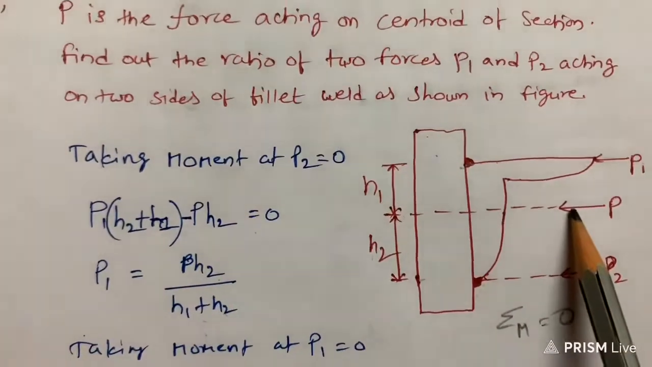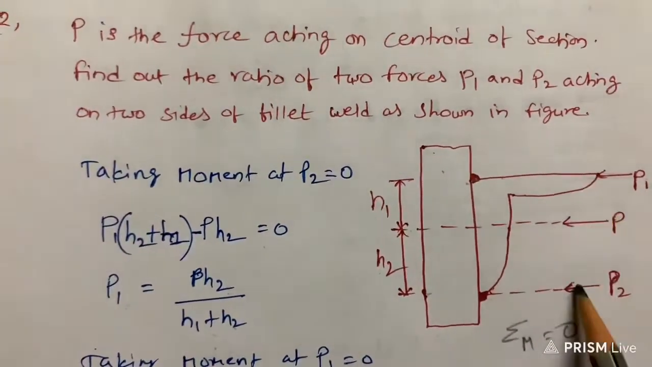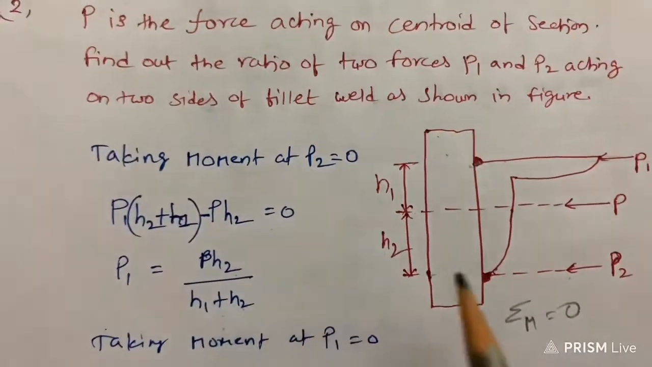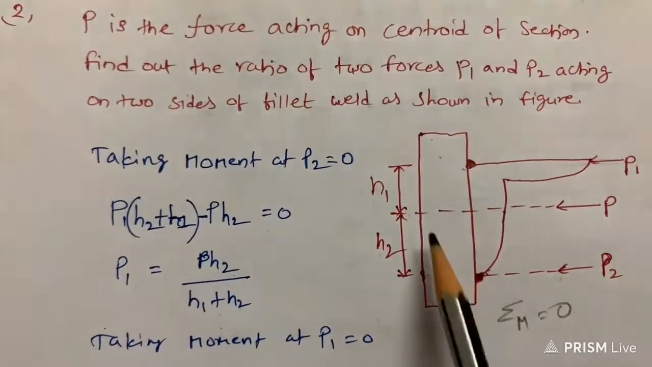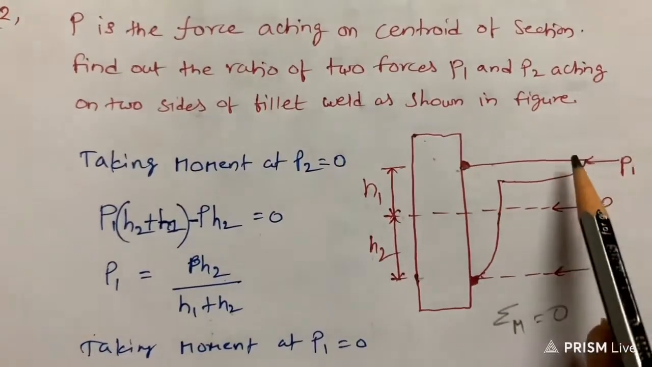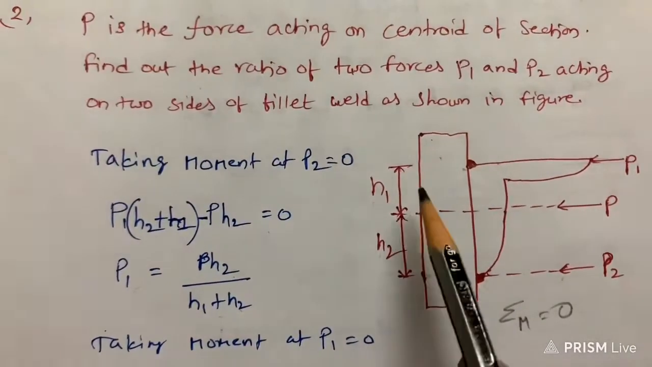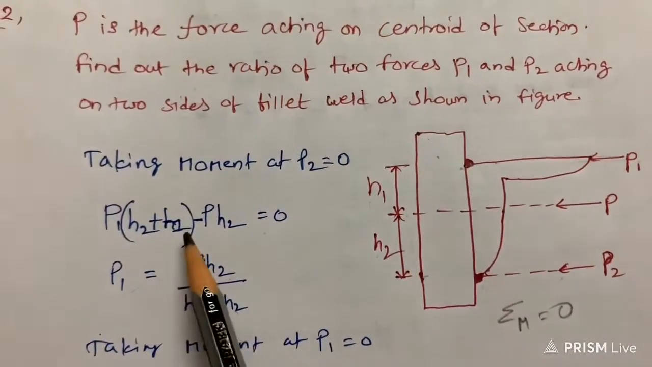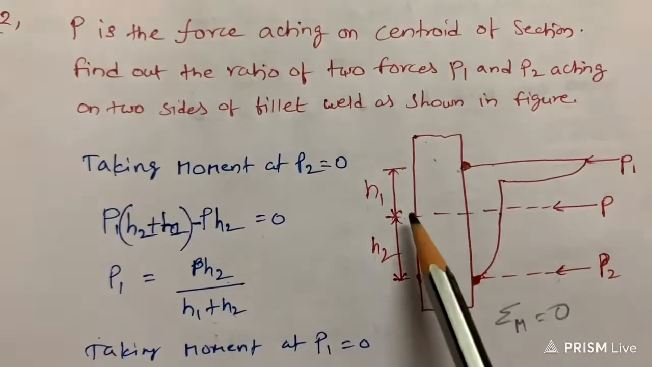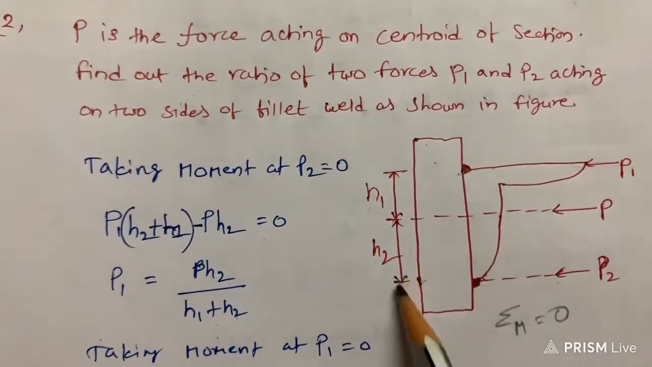So P is the force, and we need to calculate the P1 and P2 ratio. Taking moment at P2, I'm taking moment here. The moment formula is force into perpendicular distance. Force is P1, perpendicular distance is H1 plus H2. So P1 into H1 plus H2 minus P into H2. Force into perpendicular distance.